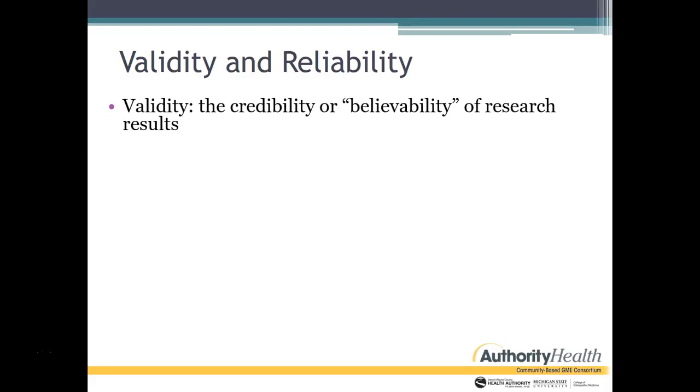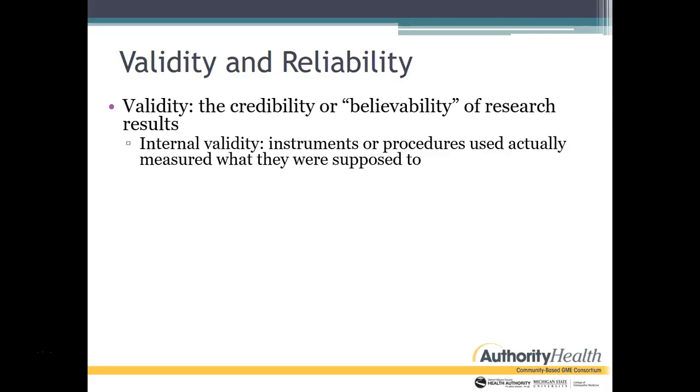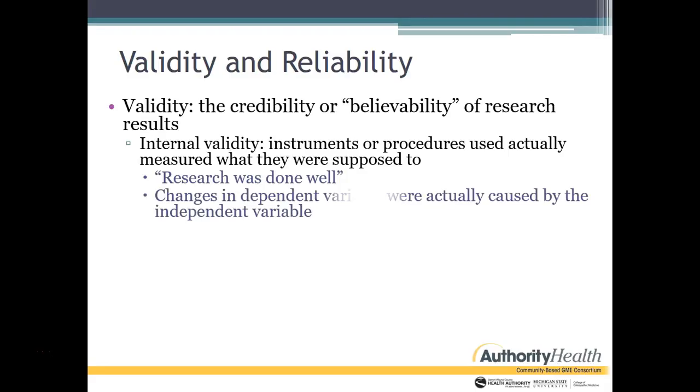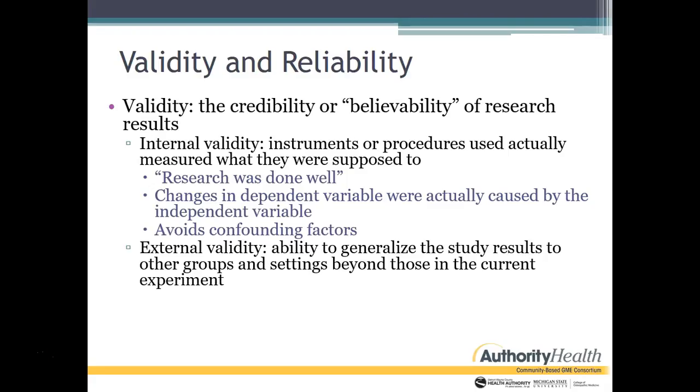All right, validity and reliability. Validity is pretty easy. It's the credibility or believability of research results. So there's internal and external validity. Internal means that the instrument or procedures used were actually measuring what they were supposed to. People refer to this as the research was done well, meaning the changes in the dependent variable were actually caused by the independent variable and avoids confounding factors. Now, external validity is the ability to generalize the study results to other groups and settings beyond those in the current experiment. So these are the two concepts of validity.